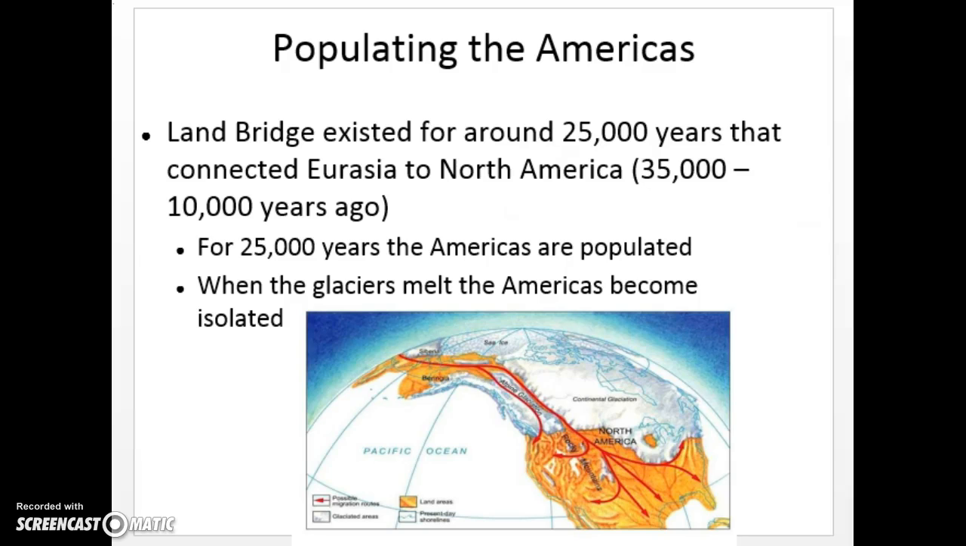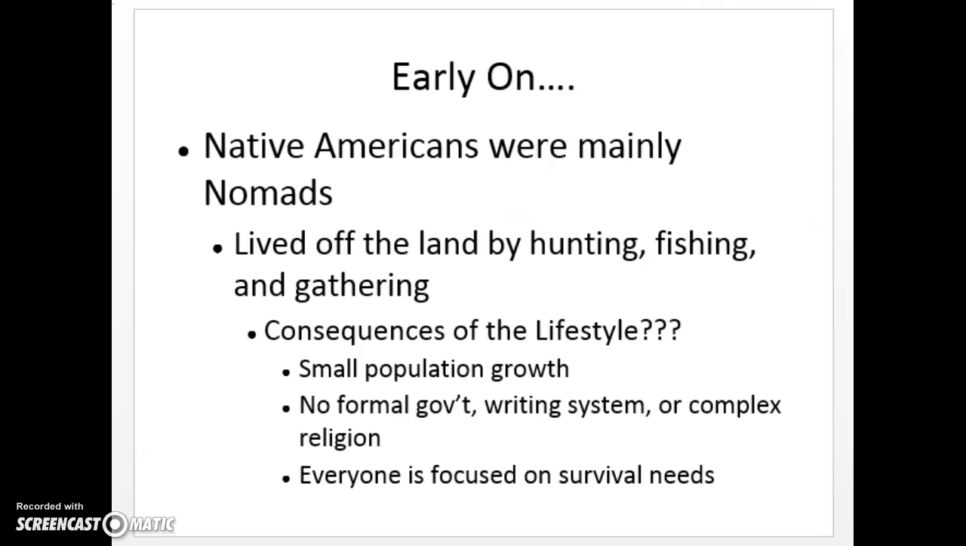So this one land bridge made it possible for the initial members of Europe and Asia to work their way into this area and become the population. But of course, as the ocean swelled, the land bridge and the glacier bridge got shut down, and those people were then the only population of North America. Initially, they're mainly nomads for the most part. They live off the land, hunting, fishing, gathering.